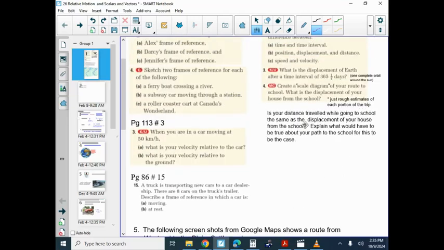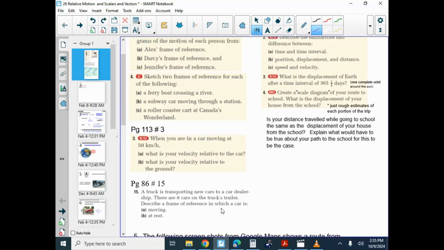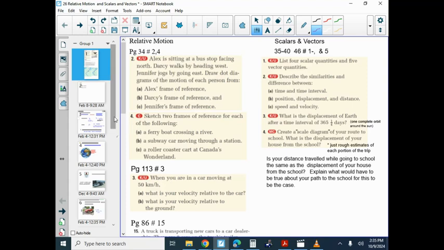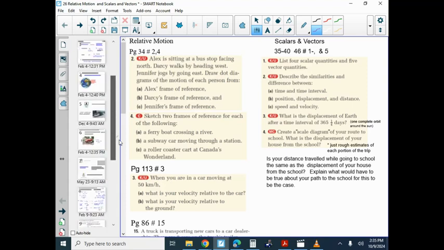Of this question here in particular: is your distance traveled while going to school the same as your displacement, from your house to your school? Explain what would have to be true about your path to school for this to be the case. I'll be looking for that answer for sure in the homework checks. All right, checks, whatever you call them, submissions.